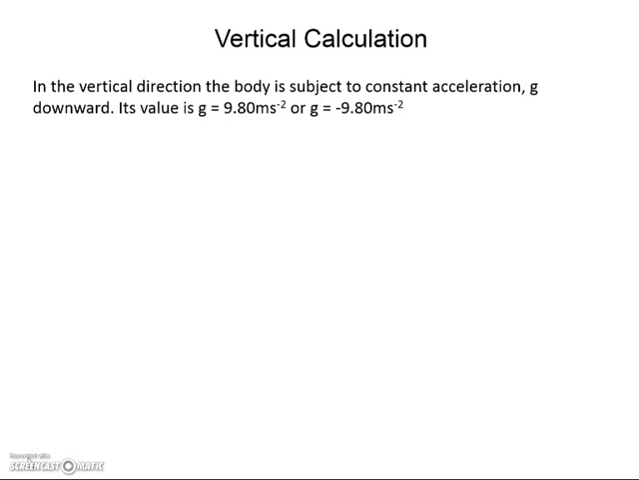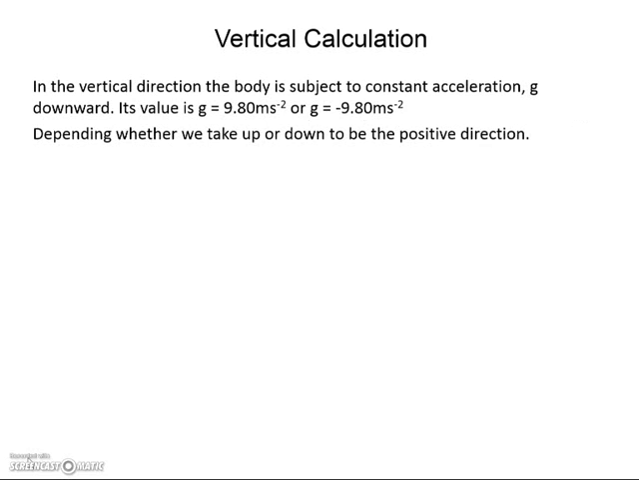In the vertical direction, a body is subject to constant acceleration, as it will be affected by gravity. Gravity is 9.8 meters per second squared, or negative 9.8 meters per second squared, depending on which one we're going to be talking about. Normally we take up to be the positive direction, but it's entirely up to you. My word of advice is to make sure that you specify that when you're answering a question, so you just write a little note: up is negative 9.8 or up is positive 9.8.